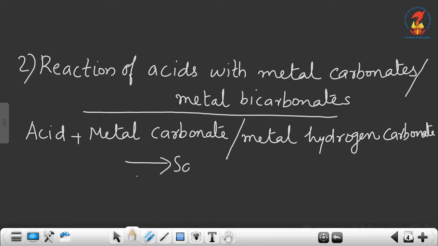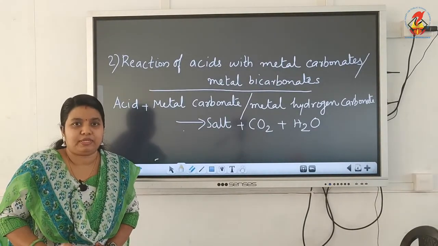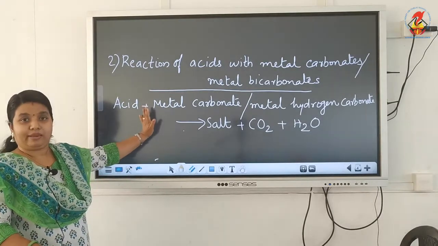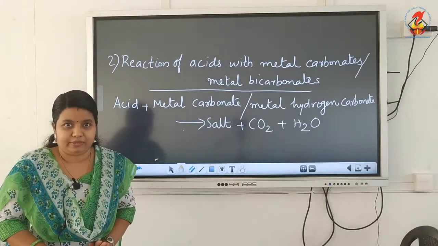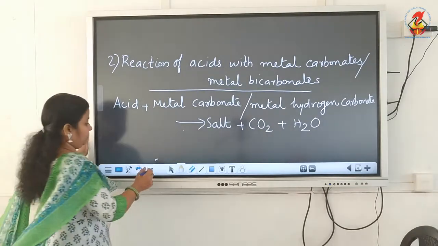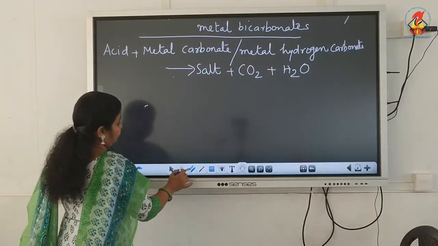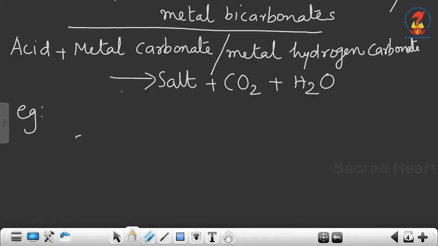So you will get a salt, carbon dioxide plus water. Whether it is a metal carbonate or a metal hydrogen carbonate, the product obtained will be salt, water and carbon dioxide gas. So these are the products obtained when an acid reacts with a metal carbonate or a metal hydrogen carbonate. This is an easy reaction, but you have to be careful with the equation. So we will write the example for this.